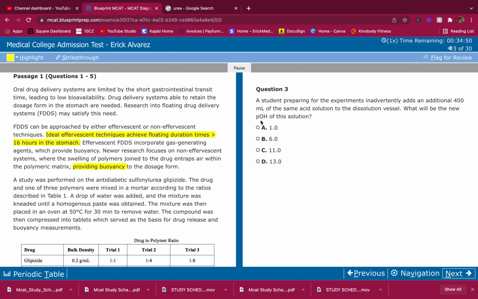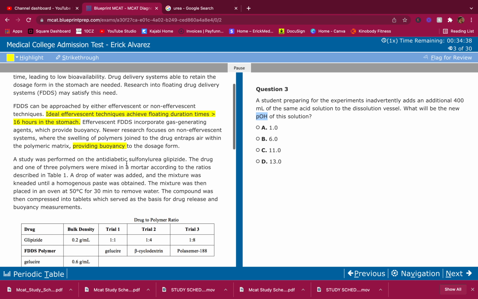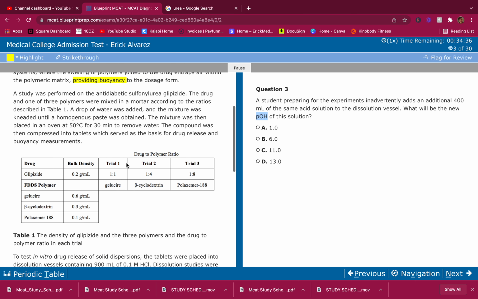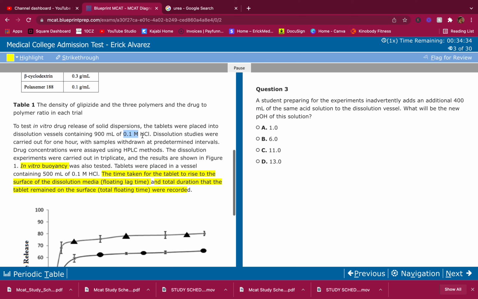Okay. A student preparing for the experiments inadvertently adds an additional 400 milliliters of the same acid solution to the dissolution vessel. What will be the new pOH of the solution? Hey, don't get tricked here. pOH? Remember, they're talking about hydrochloric acid, I believe it was 0.1. Let me see right here. They didn't ask you for the pH, that's for the pOH. So don't get tripped up on that. All right.